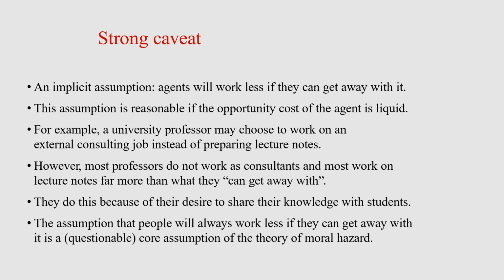A strong caveat. An implicit assumption is that agents will work less if they can get away with it. That's not always reasonable. This assumption is reasonable if the opportunity cost of the agent is liquid. For example, a university professor may choose to work on an external consulting job instead of preparing lecture notes. However, most professors do not work as consultants, and most work on lecture notes far more than what they can get away with. So in other words, they do more effort than just simply what they can get away with. They do this because of their desire to share their knowledge with students.